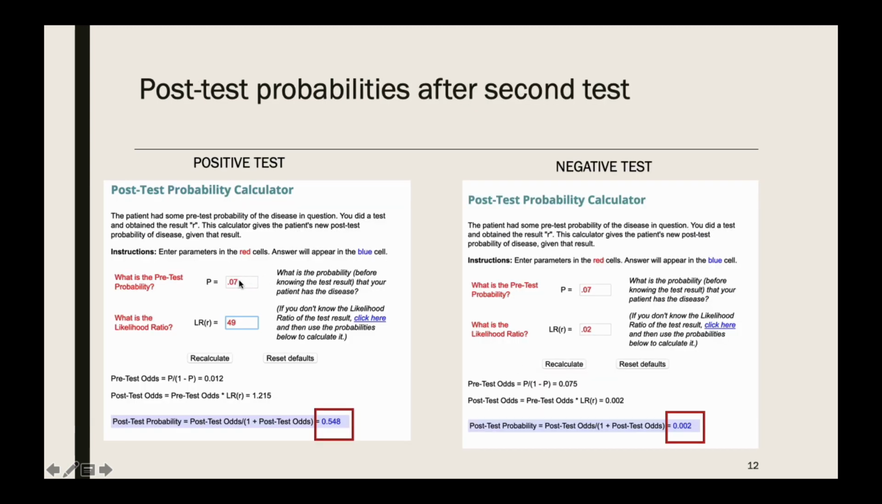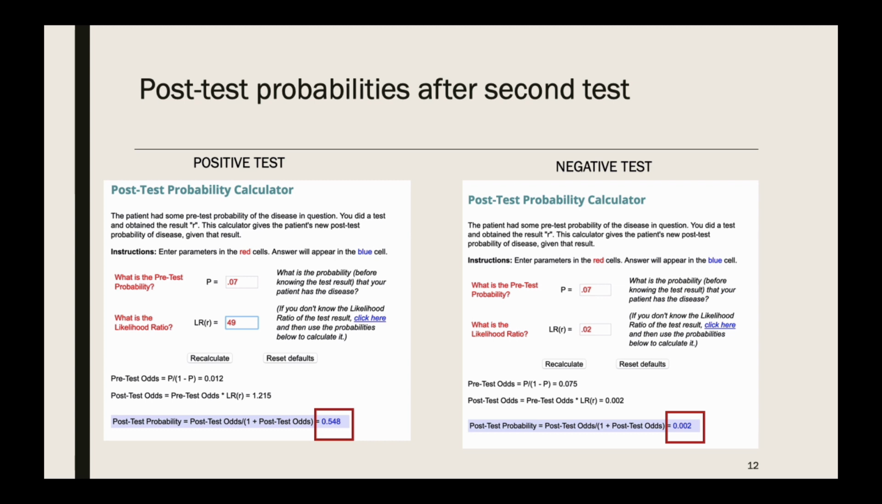We start out with the 7% pretest probability. If the test is positive, the likelihood ratio we plug in is 49. We calculate, and we get a post-test probability of over 50%. If that second test is positive in this caller, then the patient is going to have a greater than 50% chance of HIV. On the other hand, if the test is negative and we plug in the negative likelihood ratio, we see that the post-test probability is 0.2%. That's even lower than the prevalence, making it very unlikely that the patient has HIV.